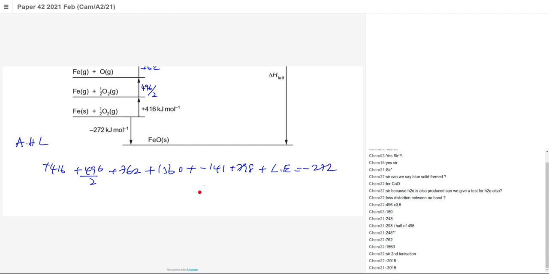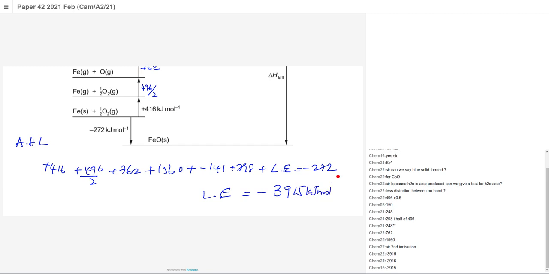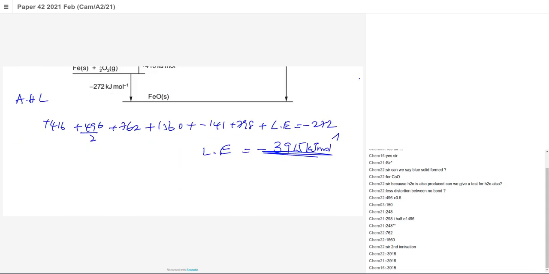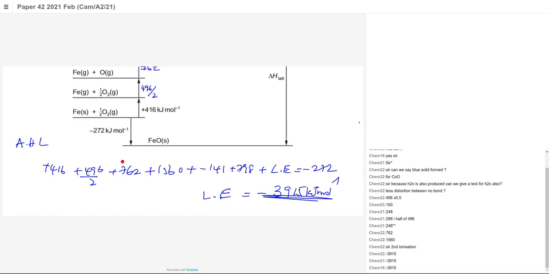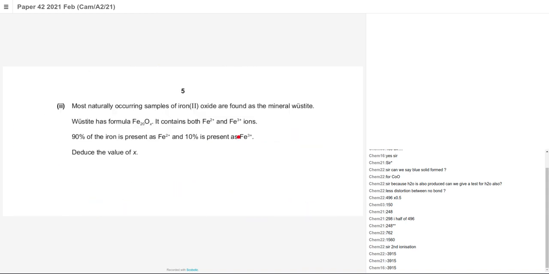Can someone tell me the value for lattice energy, please? Is that correct? Minus 3,915 kilojoules per mole. Right? I hope all of you got it right. Remember, lattice energy, if you have, say, 2 moles here, you will multiply by 2. Refer to the definition of each and every enthalpy change. Definition will help you to identify whether you need to multiply the atomization by 2 or not.